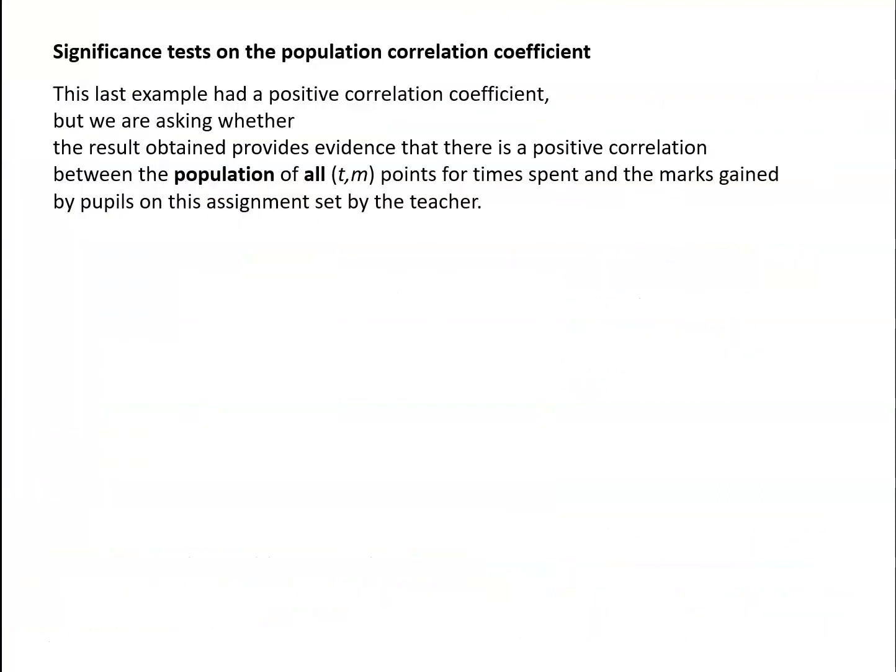So we're going to set up a significance test on the population correlation coefficient. And in the example that we're considering, we're asking whether the result obtained provides evidence that there is a positive correlation between the population of all time spent on the task and mark obtained by all pupils doing the assignment set by the teacher.